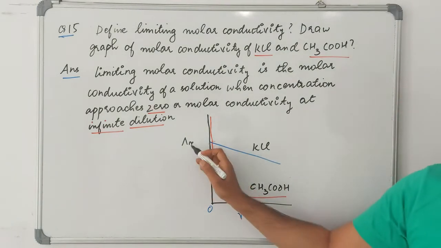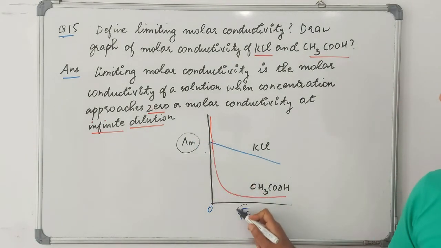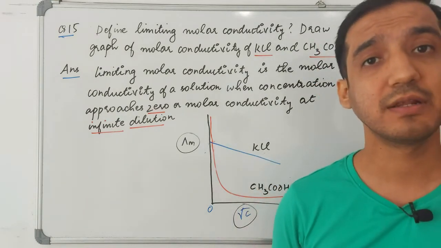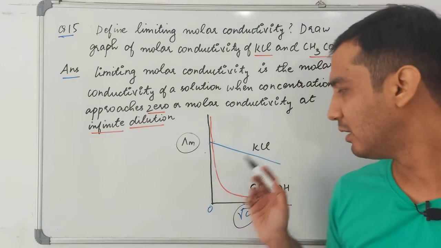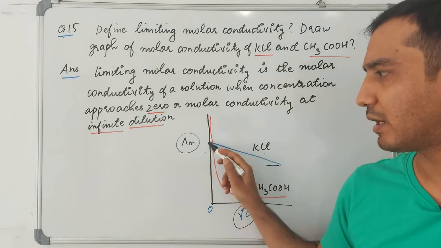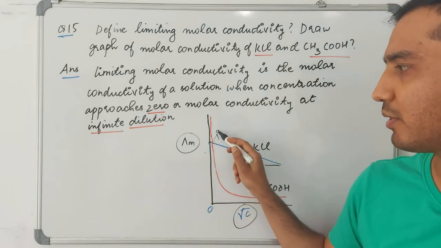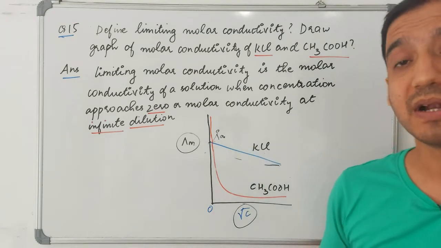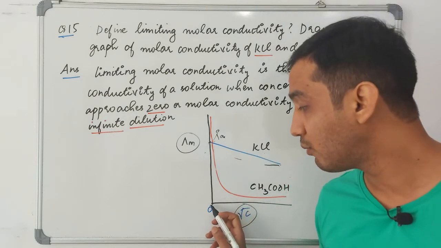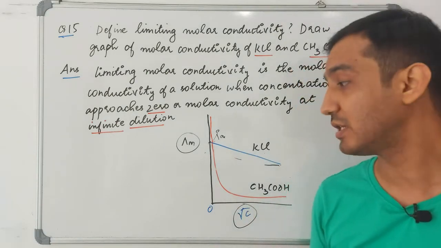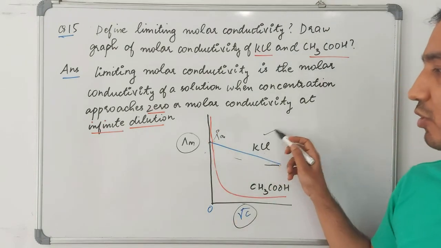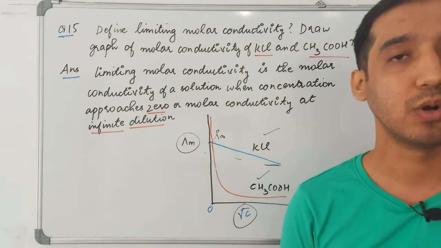So this is a graph of molar conductivity against the square root of the concentration. Suppose you have KCl, which is already a strong electrolyte, and you are adding water. So molar conductivity is already high. When you add water to infinite dilution, it comes to this point. This is called lambda naught m, which is limiting molar conductivity. But for weak electrolyte, remember the molar conductivity is very low. But when it approaches almost zero concentration, near the infinite dilution, suddenly molar conductivity will increase. So this is the graph for the strong and the weak electrolyte for the molar conductivity.